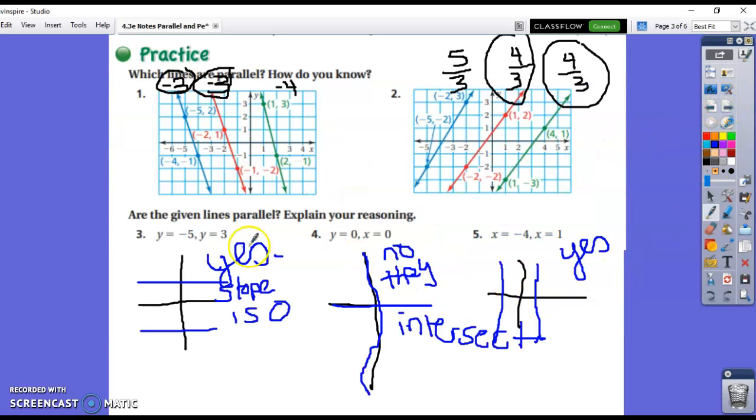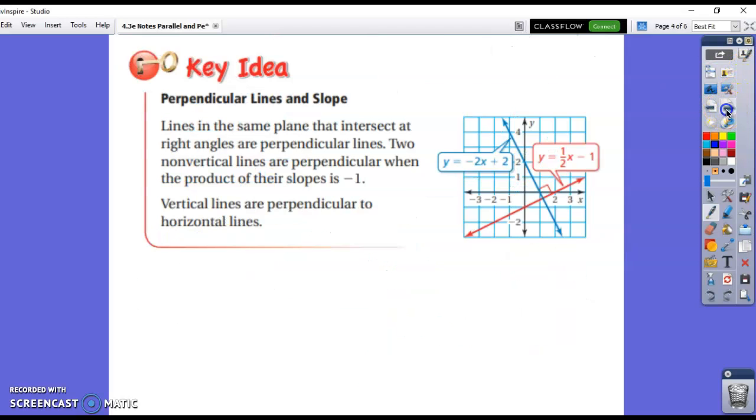So if you're looking at the equation, if they both are y equals or they're both x equals, they're going to be parallel. If there's one of each, it's going to not be parallel. All right, awesome. Now we're going to move on to perpendicular.